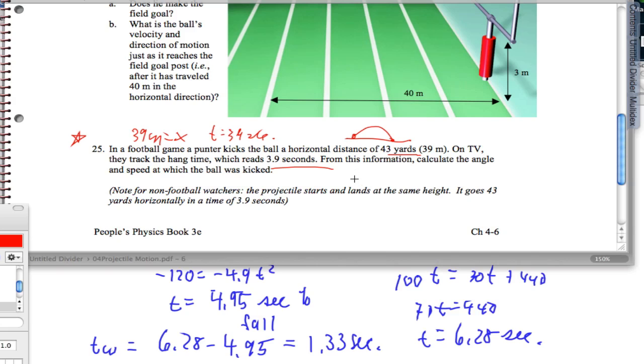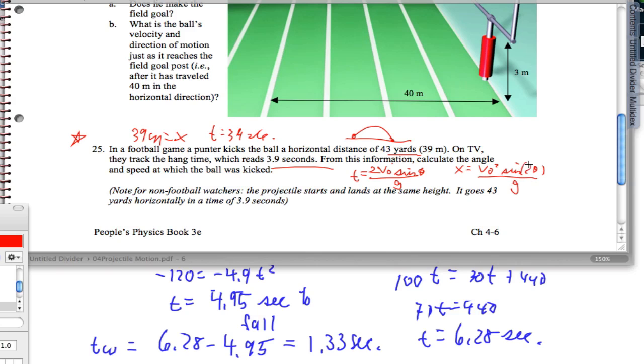So the hang time T equals 2 V naught sine of theta over G. Interesting. And let's also get X. So X is going to end up being V naught squared sine of 2 theta divided by G.